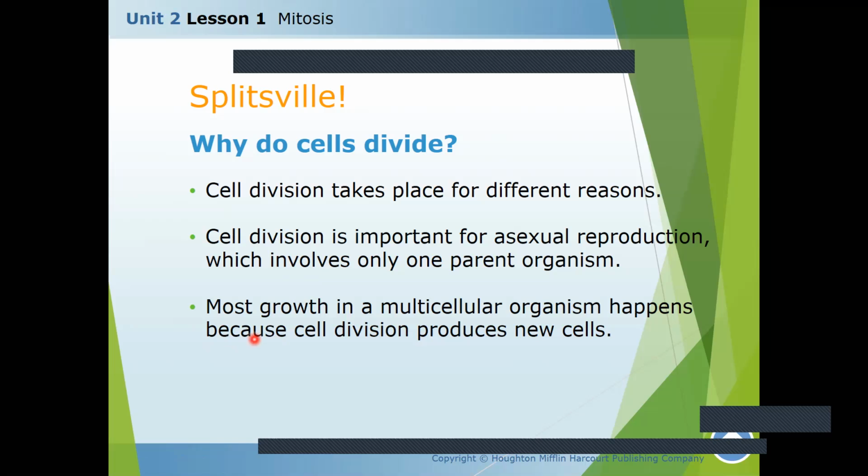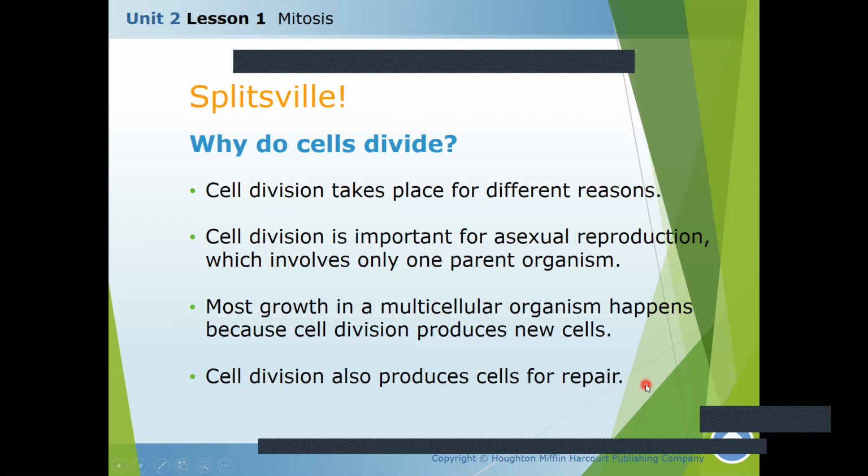Most growth in a multicellular organism happens because cell division produces new cells. When a new baby is born, after two weeks you see them growing. We don't see the process, you cannot see it with your eye, but they are growing fast because the cells are dividing. And cells divide by different processes, either by mitosis or by meiosis.